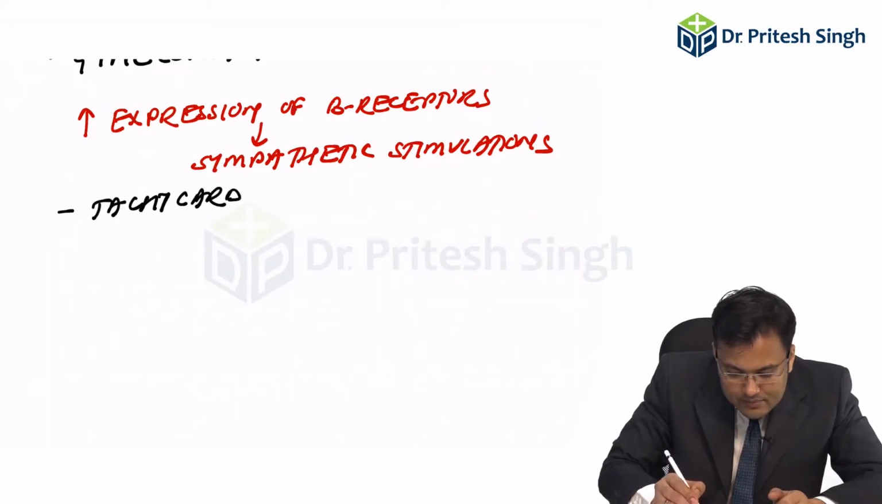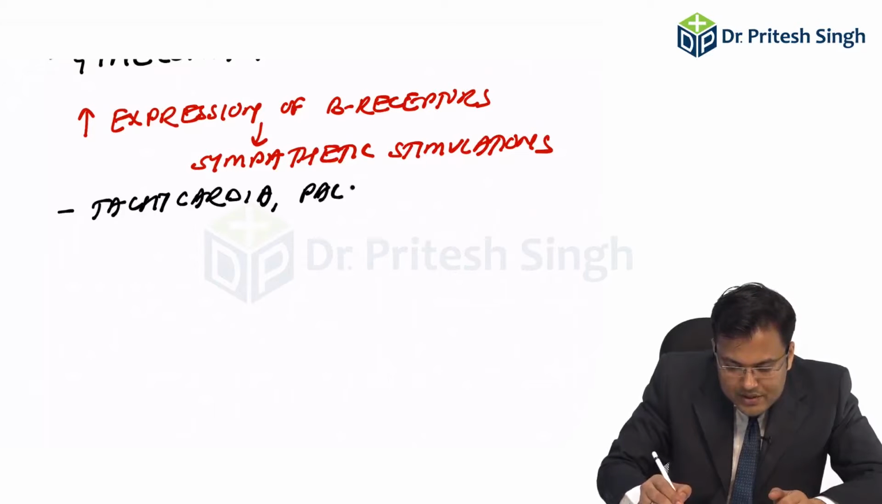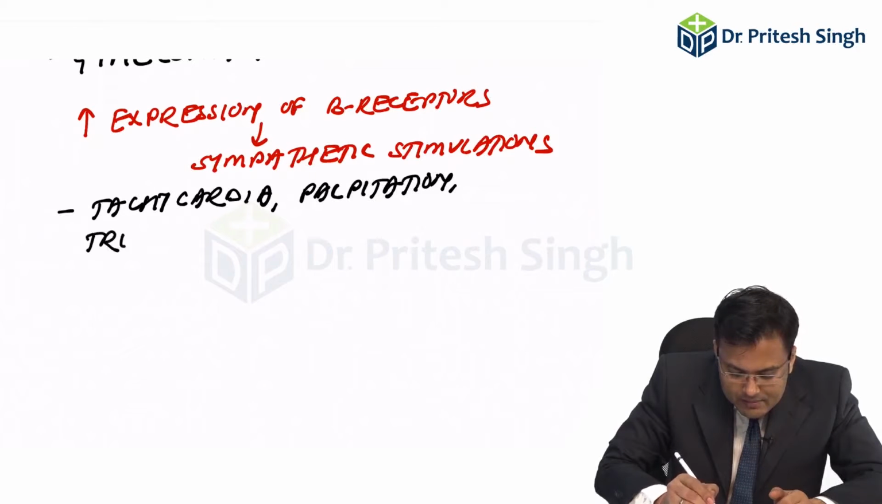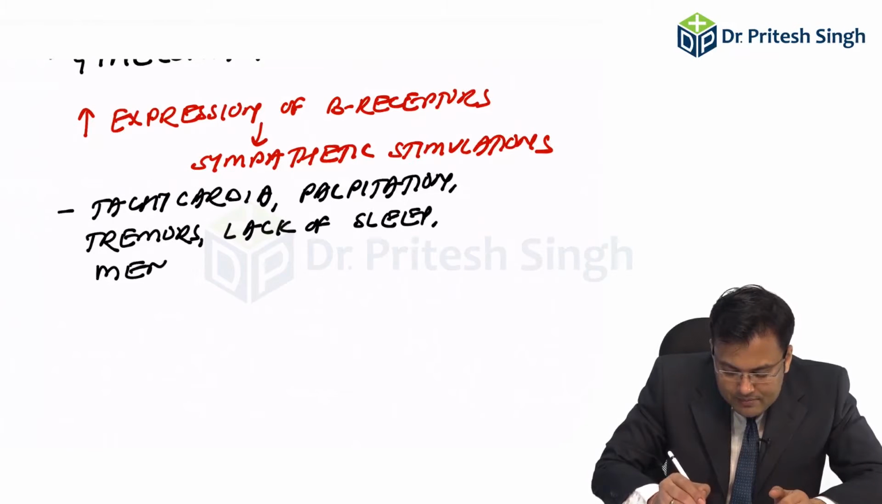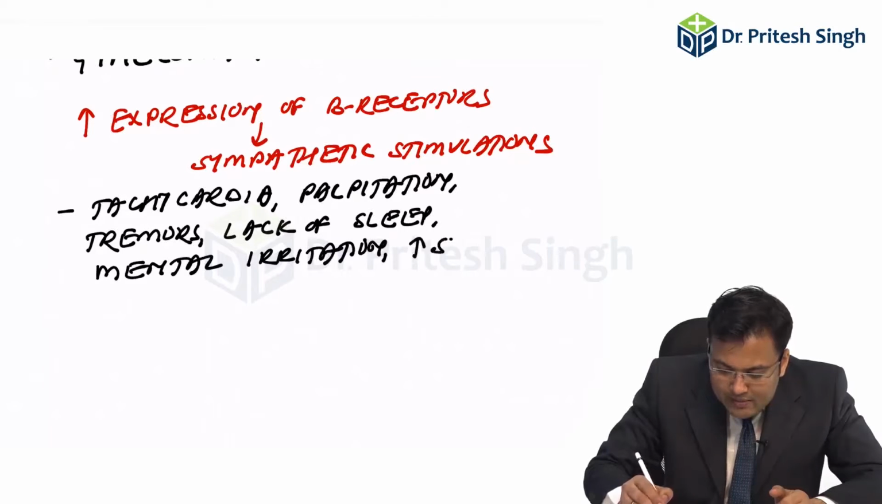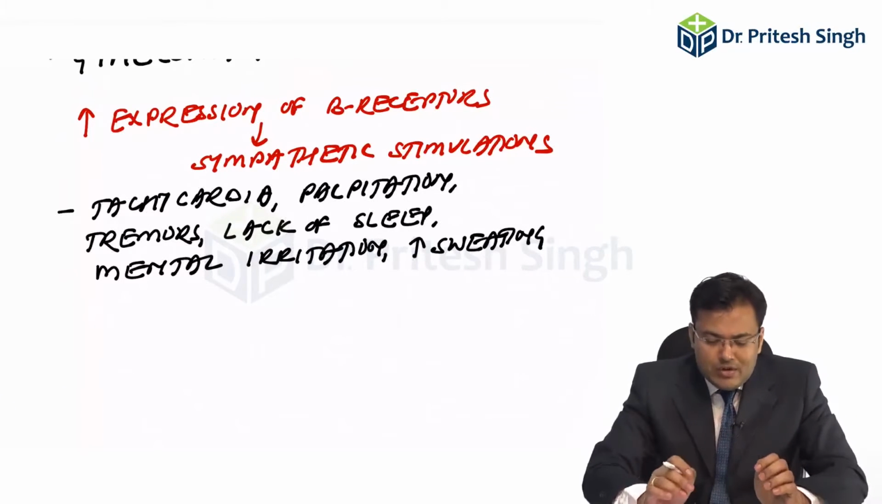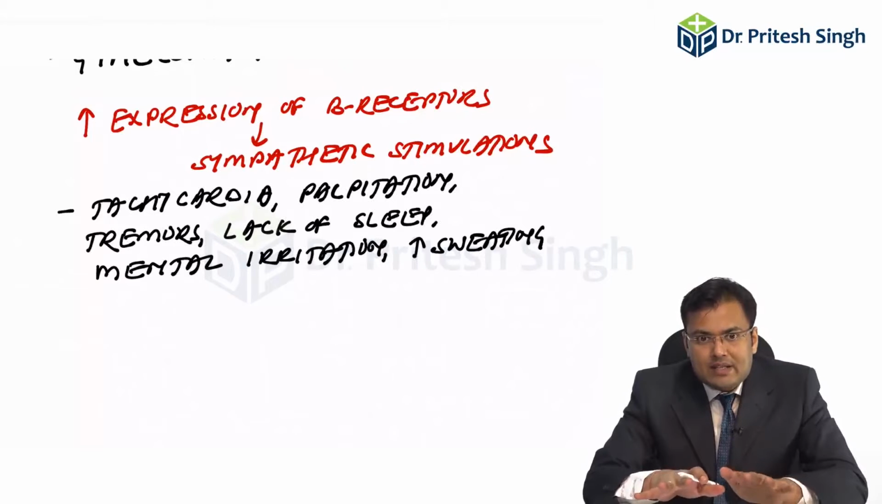Tachycardia, palpitation, tremors, lack of sleep, mental irritation, and increased sweating or excessive sweating. So question is asked, what kind of tremors are seen in cases of sympathetic stimulation?